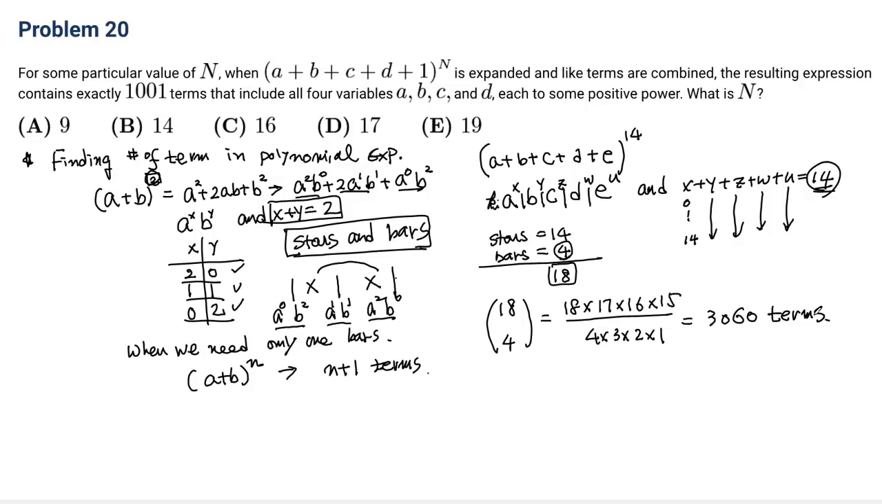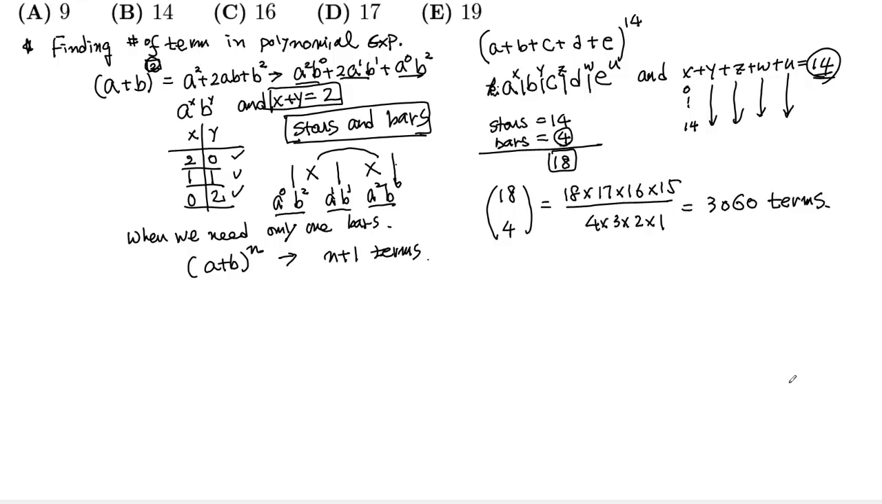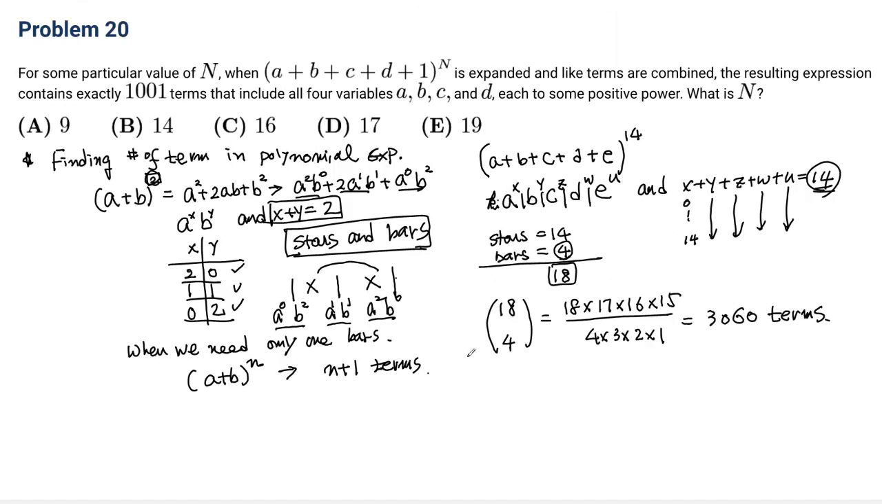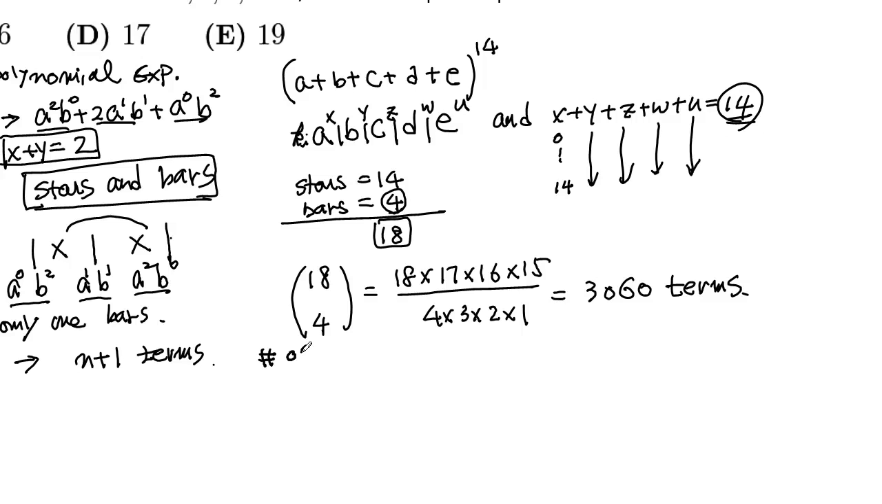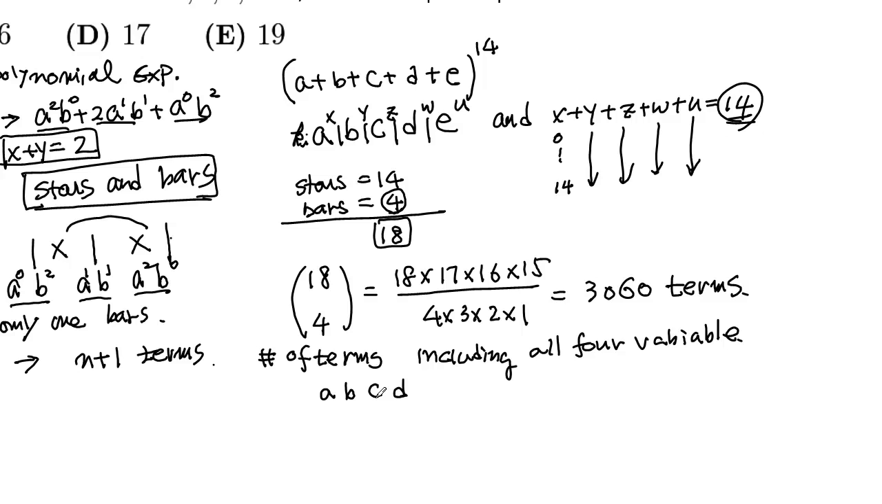Okay, I'm going to try again. I'm going to find the number of terms, including the terms that must have all 4 variables. Which is what? A, B, C, D, isn't it?